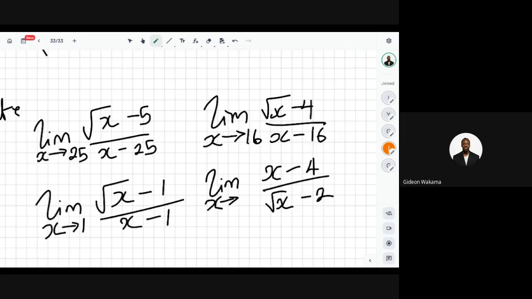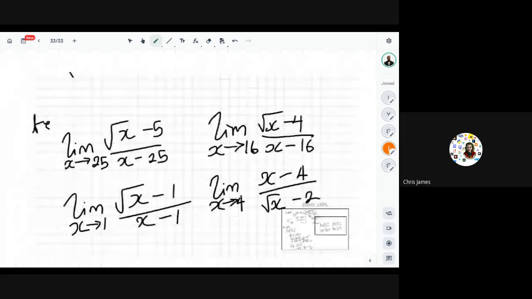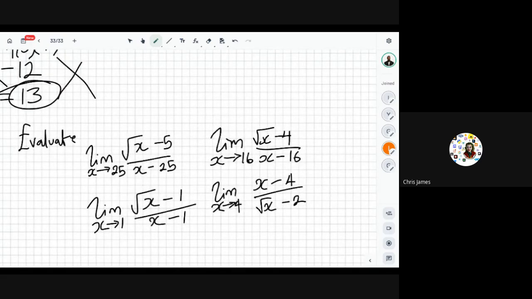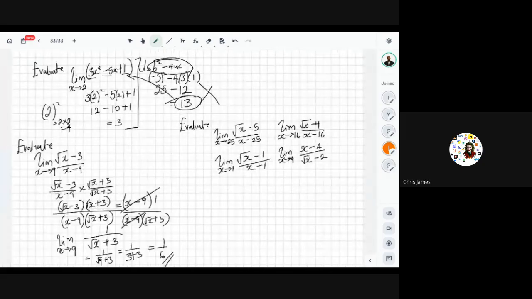Yes, Chris. I'm sorry, I drifted a bit, so I didn't get to copy the last solution you gave. Okay, so we have 4 equations there. I need 4 volunteers to help us with it. Let me just get the last one first.